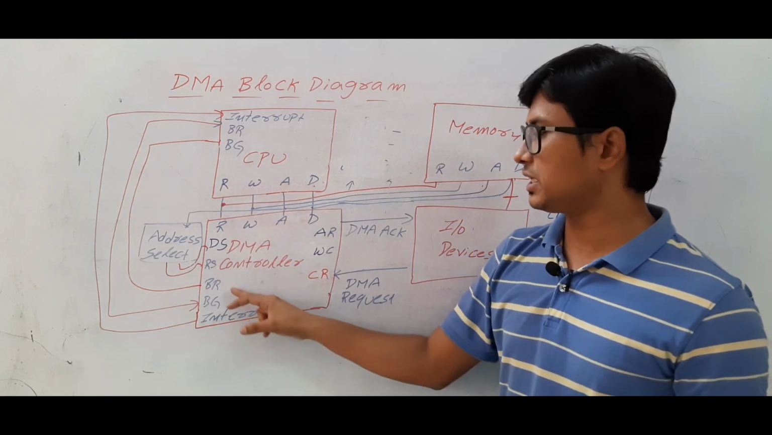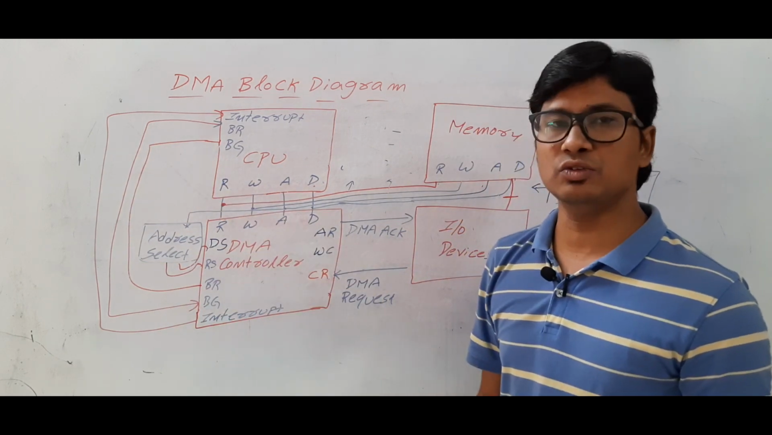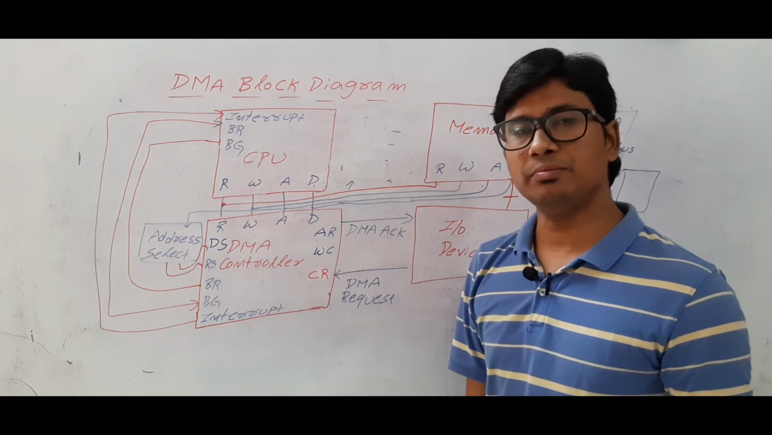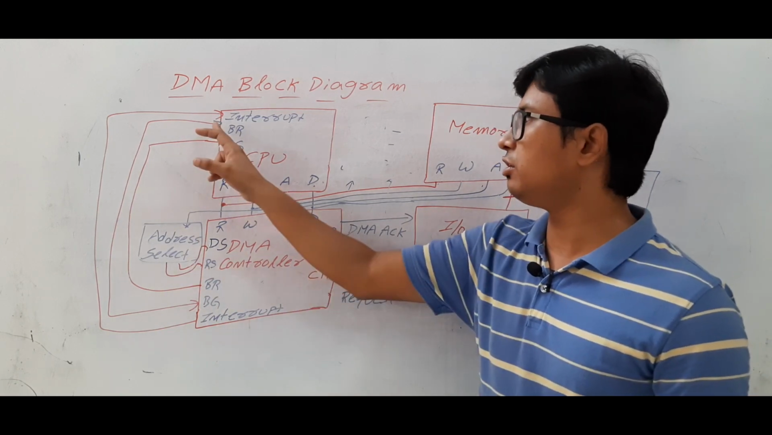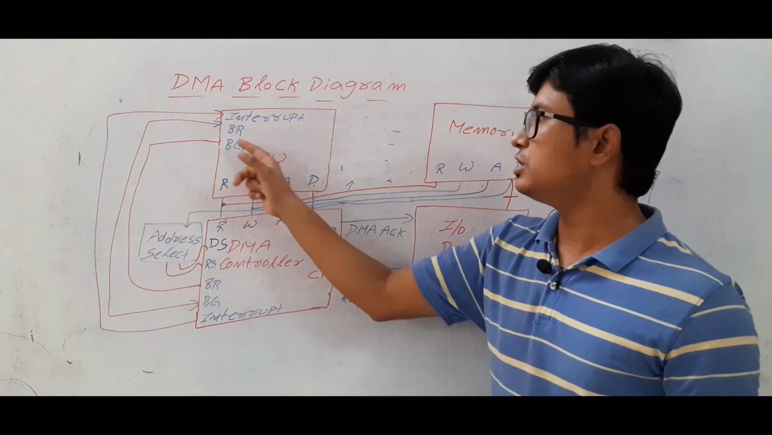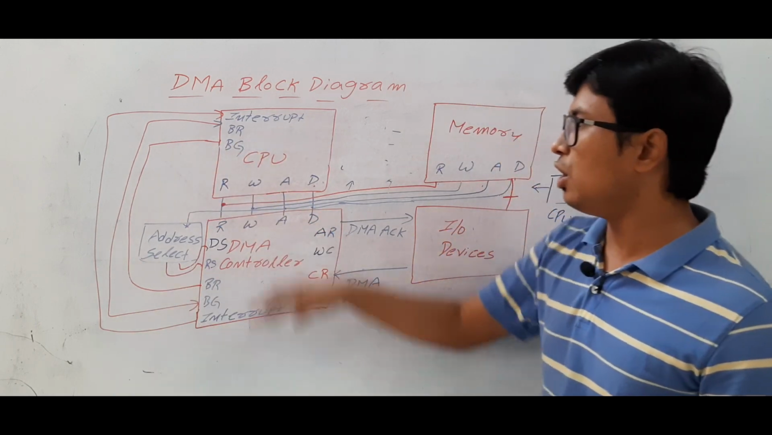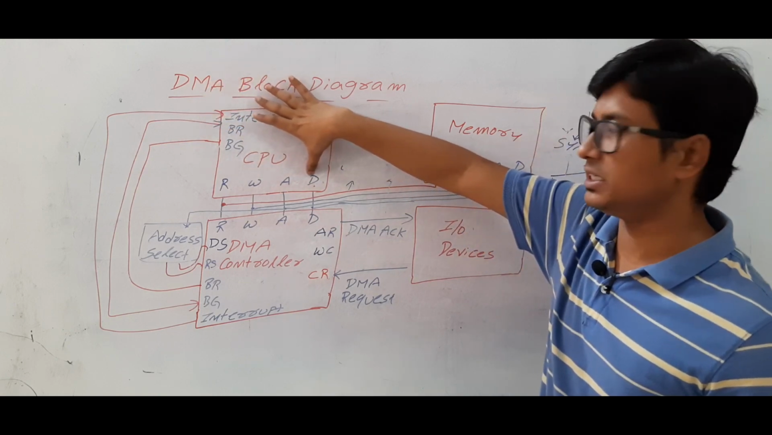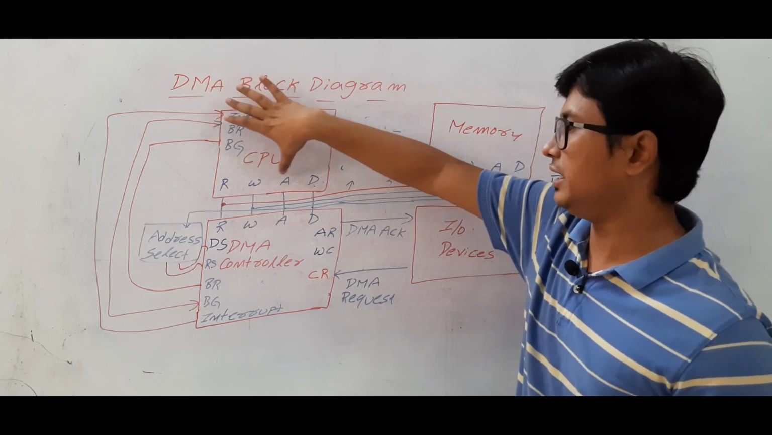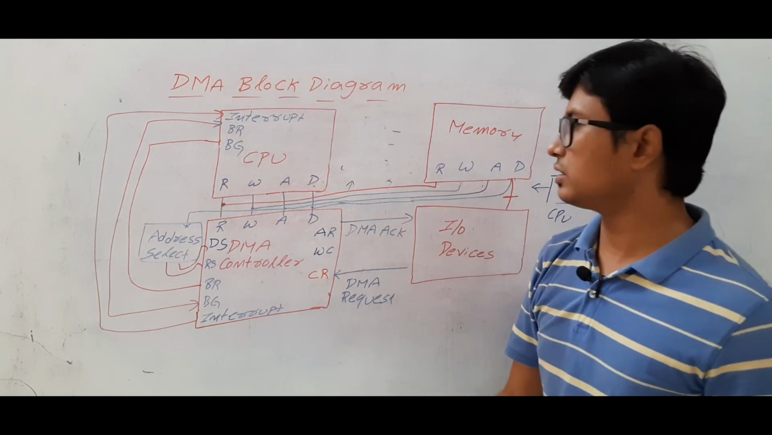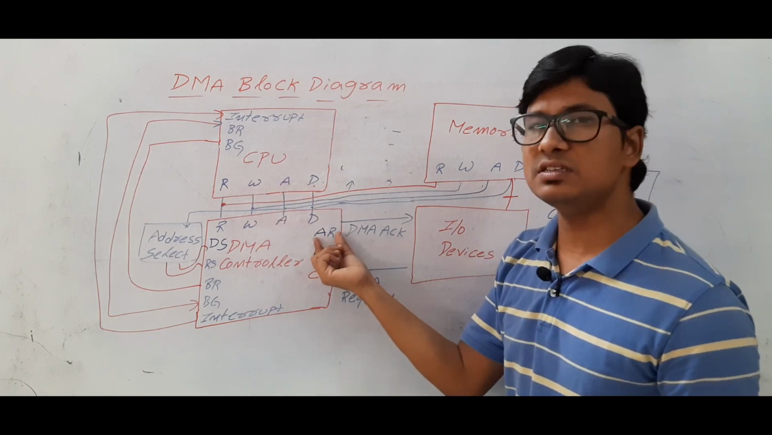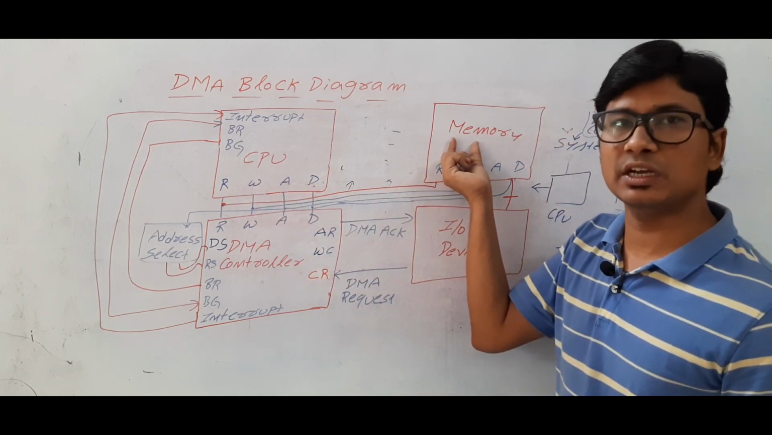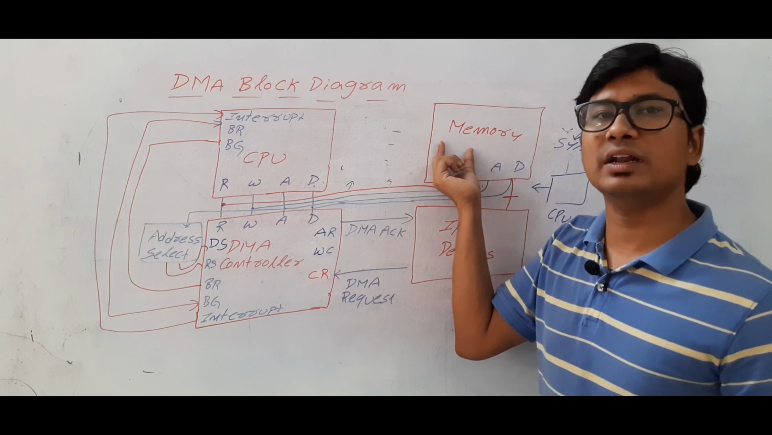Are you able to understand? This BR and BG are useful for bus request and bus grant. So the DMA controller will ask for the bus request, and the CPU will give the bus grant. While it is giving the bus grant, it will even send this information: read, write, address and the data. So what is the purpose of this address? It tells in which memory location you want to do the read or write.